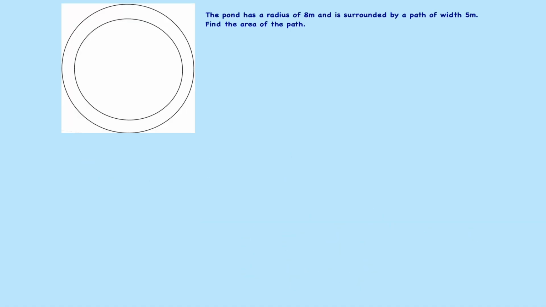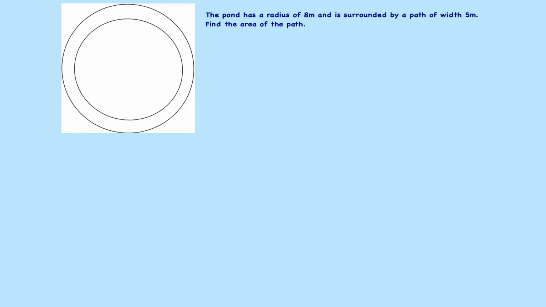Here's another one to try. This pond has a radius of 8 metres and it's surrounded by a path of width 5 metres, and we have to find the area of the path. So let me just reiterate. The pond has a radius of 8 metres. This is the pond in here. So from the centre of the pond to the outside is 8 metres, and then the path has a width, so from here across is 5 metres.